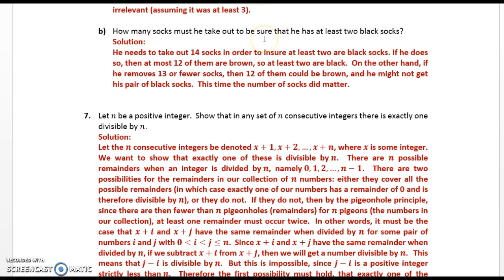How many socks must he take out to be sure he has at least 2 black socks? He needs to take out 14 socks in order to ensure that he has at least 2 black socks. If he does so, then at most 12 of them are brown, so that at least 2 are black. On the other hand, if he removes 13 or fewer socks, then it is possible for 12 of them to be brown, and he might not get his pair of black socks. This time, the number of socks did matter.